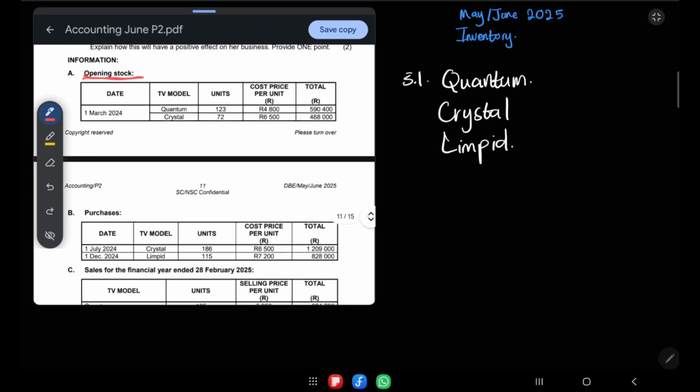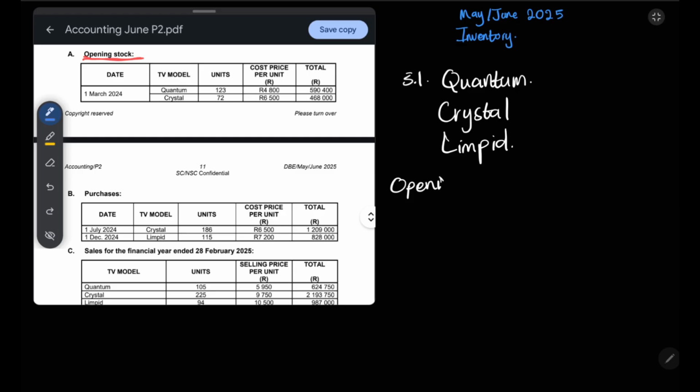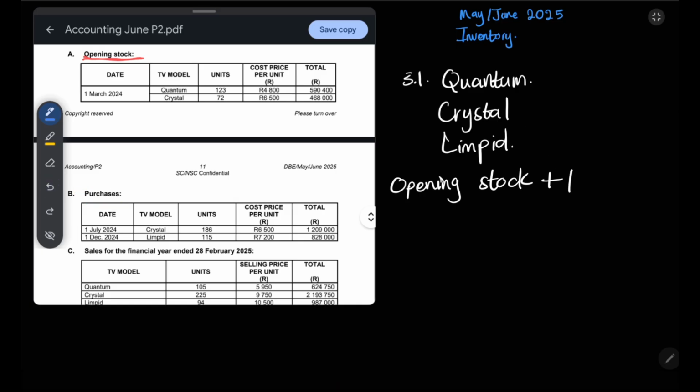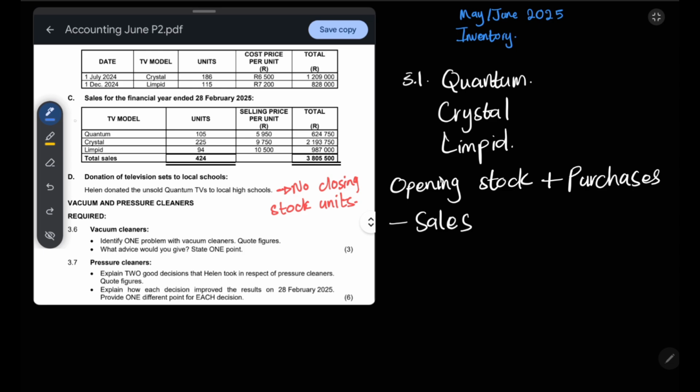How do we find our closing stock units again? Remember, I said that you don't have to cram the formula. It's given to you. Here, you have your opening stock. So we'll say opening stock. What else do we have? In information B, we have our purchases. So we have to plus our purchases. What else do we have? C, we have sales. Remember, we subtract our sales. What else do we have? Donation. For donations, we have to subtract donations as well.